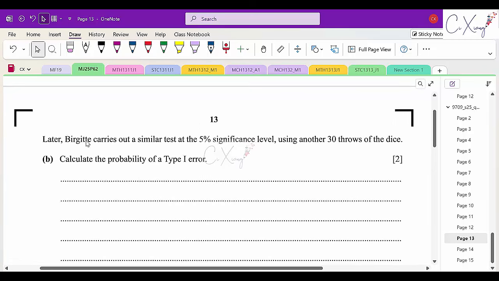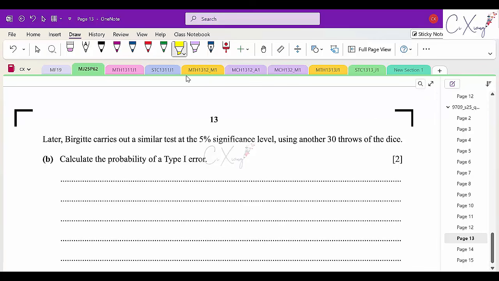For part B, now she said that she carries out a similar test at 5% significance level, still 5%, under another 30 throws of the dice. So that means she tries to carry out another experiment by having 30 throws. Calculate the probability of a type 1 error. So how can we carry out the type 1 error again? First of all, we need to know what is the distribution for this question. It is still binomial distributed with 30 throws, and the p is still 1 over 6.